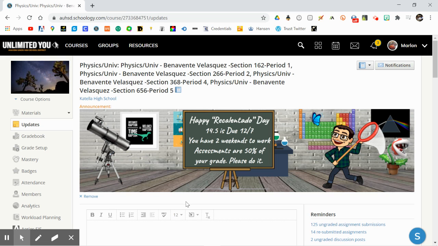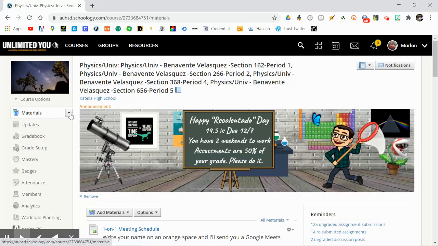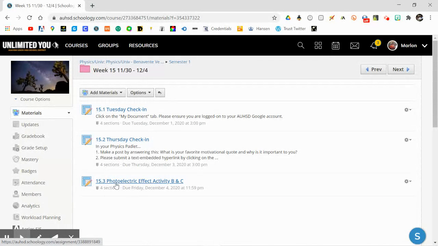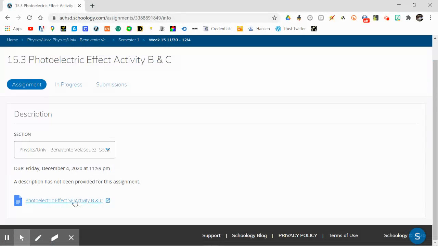Hello, everybody. I'm gonna show you how to do the gizmos assignment 15.3, and we're gonna go to semester one. Let's see, week 15 folder. 15.3 photoelectric effect activity, B and C. Here we go. This is a document.